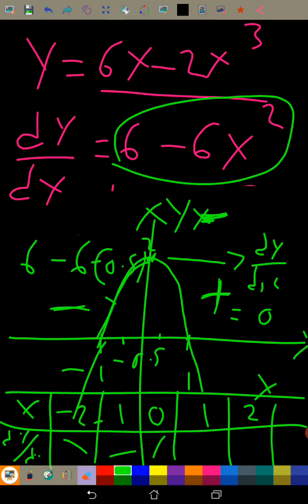The derivative is 6. If we put 0 here, we get 6. So we have sketched now the derivative. This is not the function. The function is with power cube.